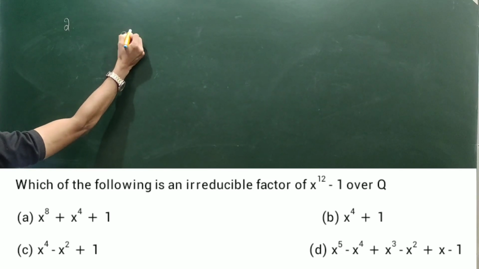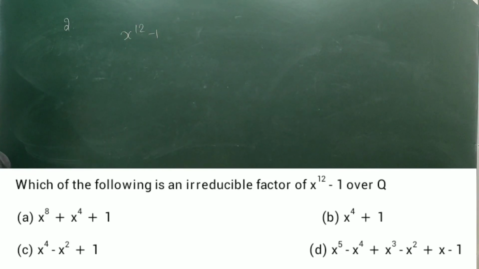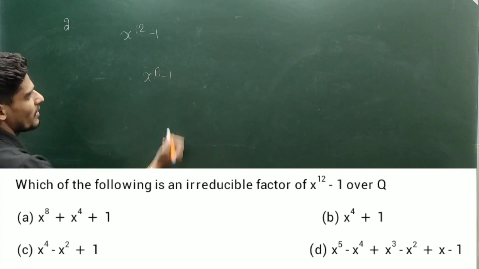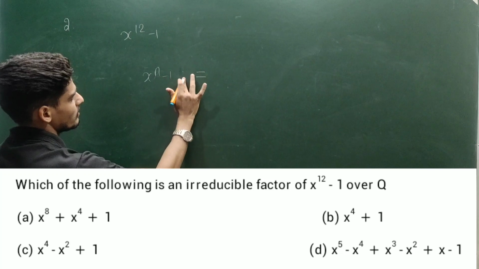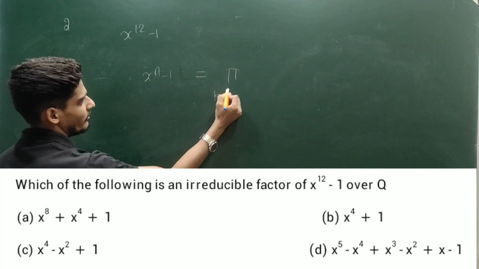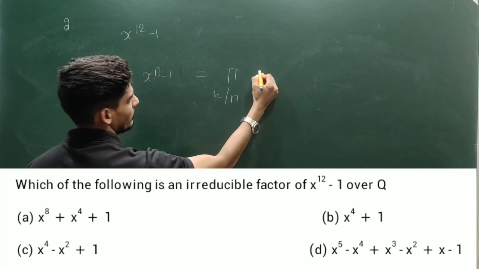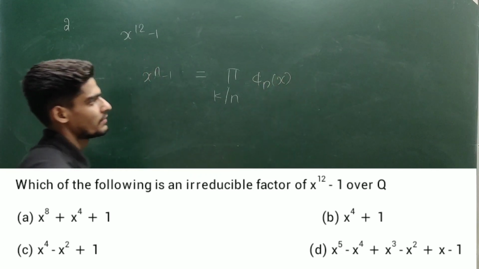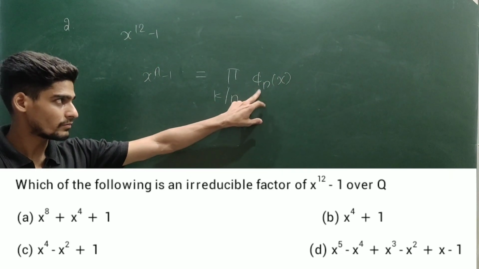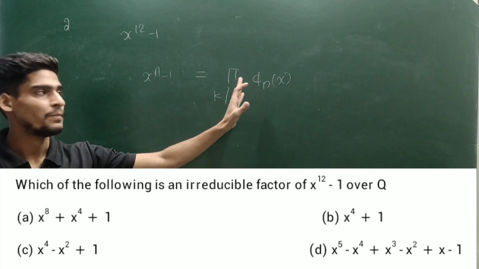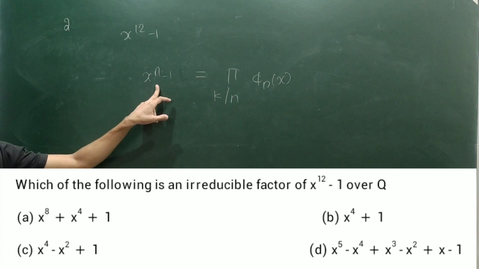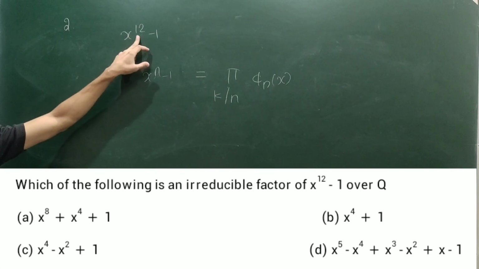So they are asking the irreducible factor over Q of this expansion. I have given you one thing in theory lecture. Suppose you want to solve x power n minus 1, then this is the same as the product over k dividing n of phi_n(x), and phi_n(x) denotes the irreducible factor in the expansion of x^n minus 1. So you want to find this.